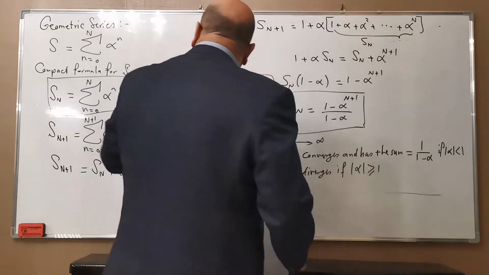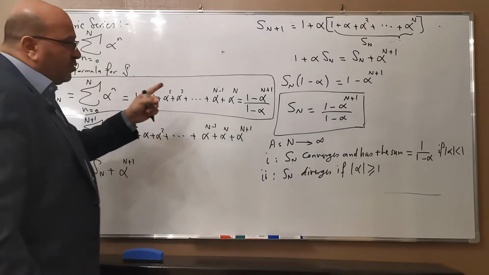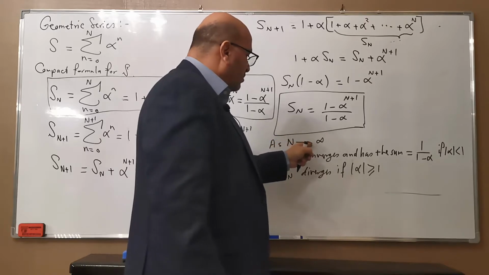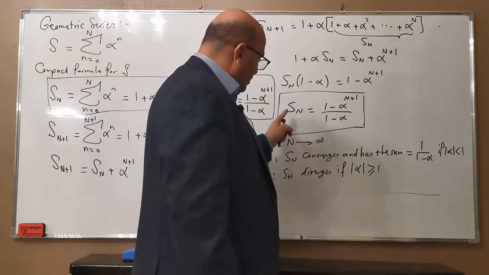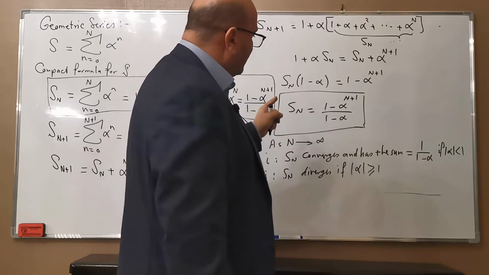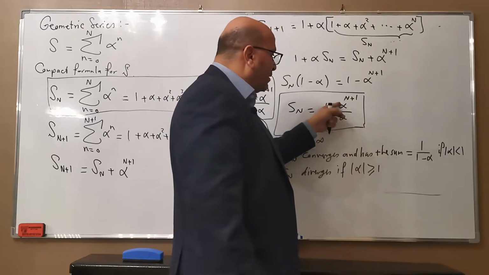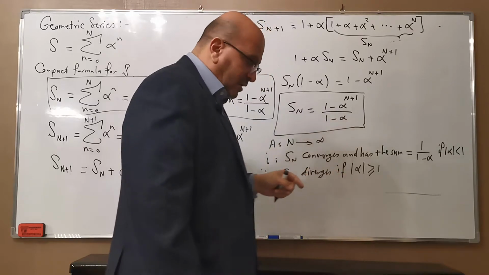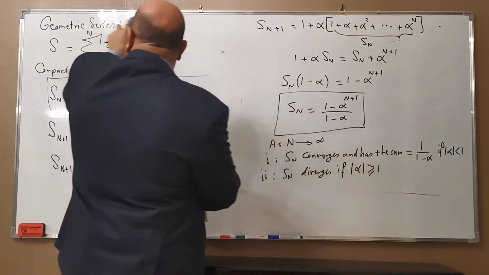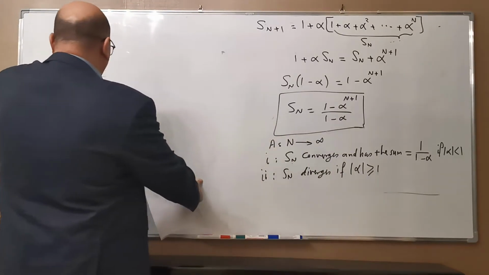Please remember, the geometric series is very important for us. Most of the time we are looking for n approaching infinity, and we have those two cases. But for any regular n, whether alpha is greater than 1 or less than 1, this summation is valid. So the summation is valid always, regardless of the value of alpha.